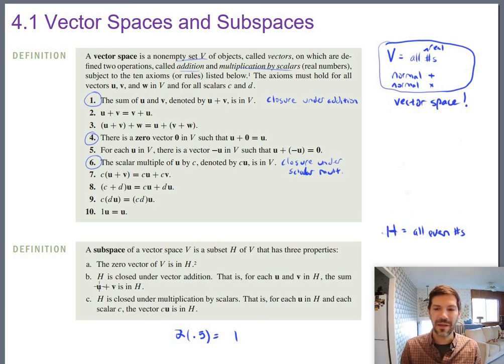So because H, my little subset, which was all even numbers, was not closed under multiplication by scalars, it's not going to be a vector space. It met 9 out of the 10 conditions. It inherited 7 from its parent vector space, and it passed these two, just failed on this one. Okay, that's enough for this video. In the next one, we'll look at one theorem and some examples.